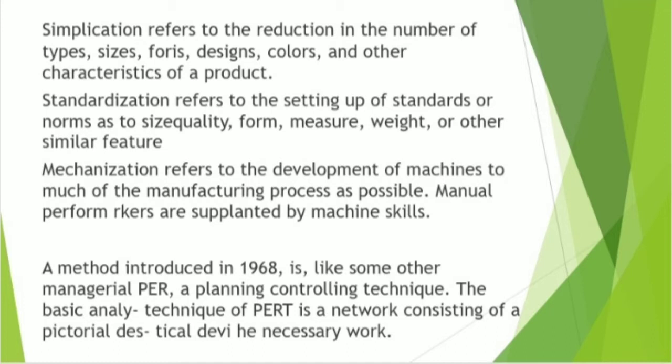Simplification refers to the reduction in the number of types, sizes, forms, designs, colors, and other characteristics of a product. Standardization refers to the setting up of standards or norms as to size, quality, form, measure, weight, or other similar feature. Mechanization refers to the development of machines to do as much of the manufacturing process as possible. Manual skills are supplanted by machine skills. A method introduced in 1968 is, like some other managerial tools, a planning and controlling technique.